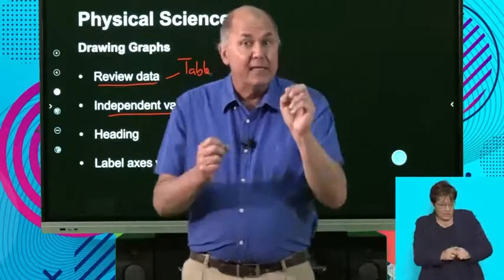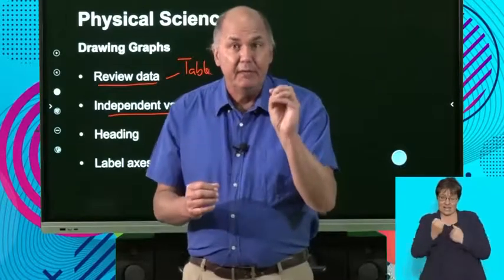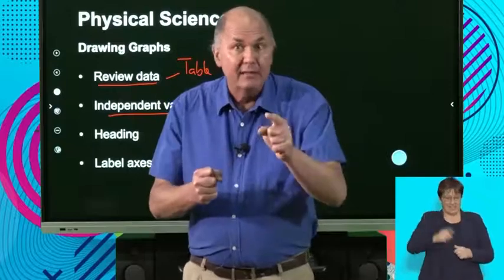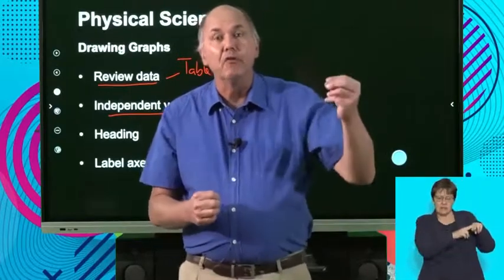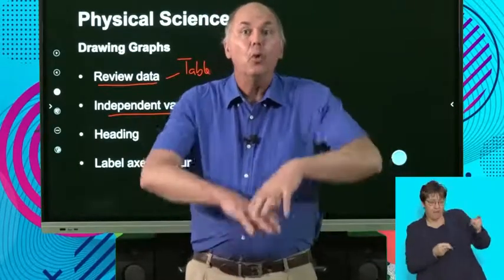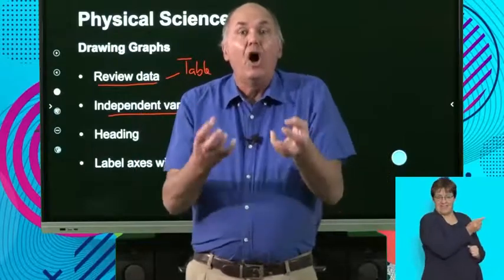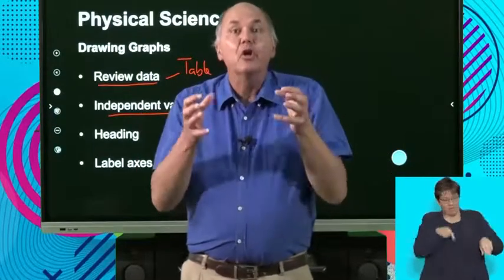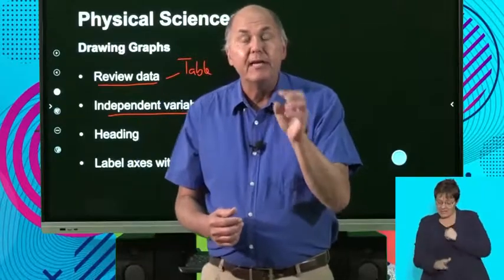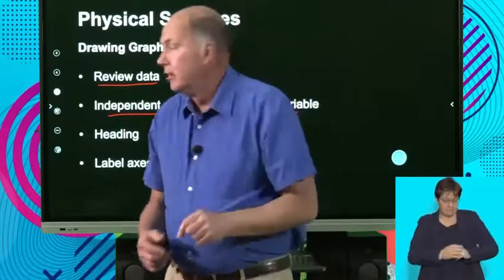Well, if you said that the independent variable is the one that you control, then you're right. The dependent variable is the change that you observe because of what you have done in an experimental situation. All the other variables are constant. They are the control variables. That's what makes it a fair test in an experiment. So be aware of what the independent and the dependent variables are.